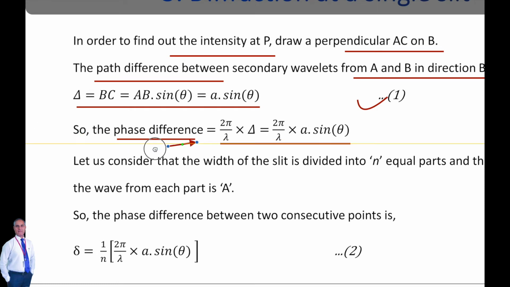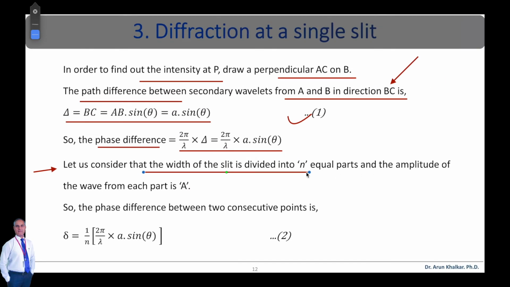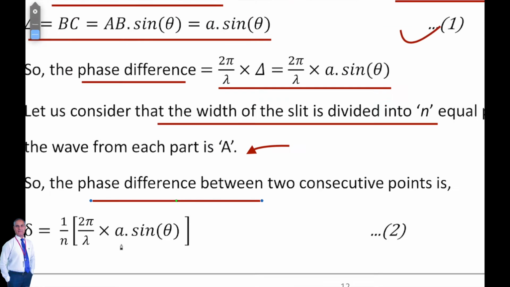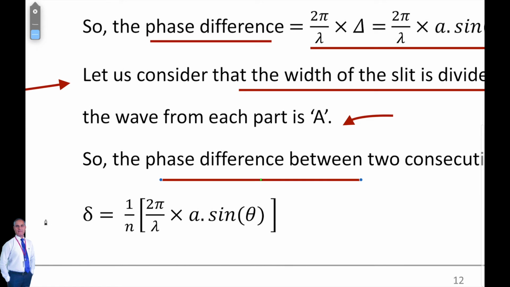Now let's consider that the width of the slit is divided into n number of equal parts, and the amplitude of the wave for each part is A, capital A. So the phase difference between two consecutive points can be written as small delta is equal to 1 upon small n (2 pi by lambda into a sine of theta). Let's say this is equation number 2.